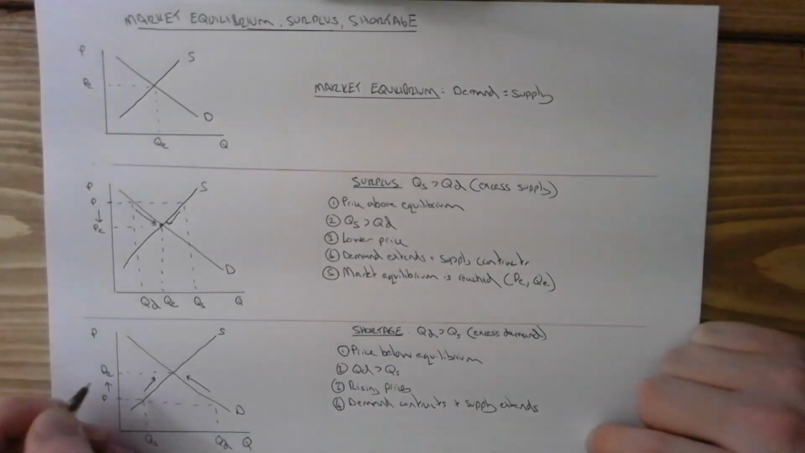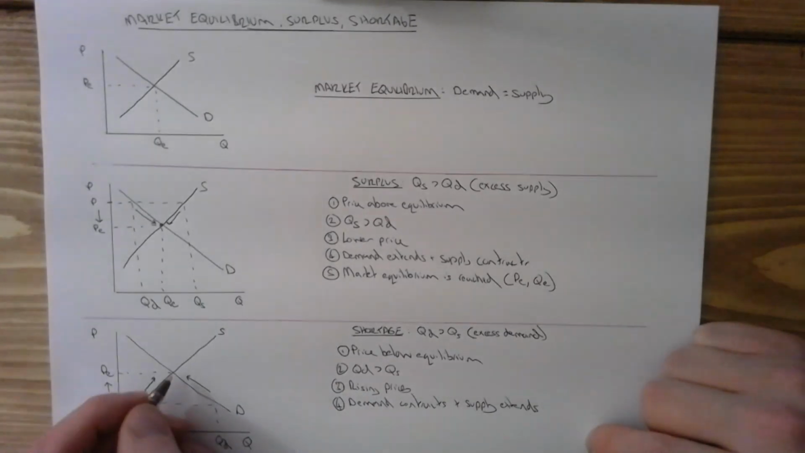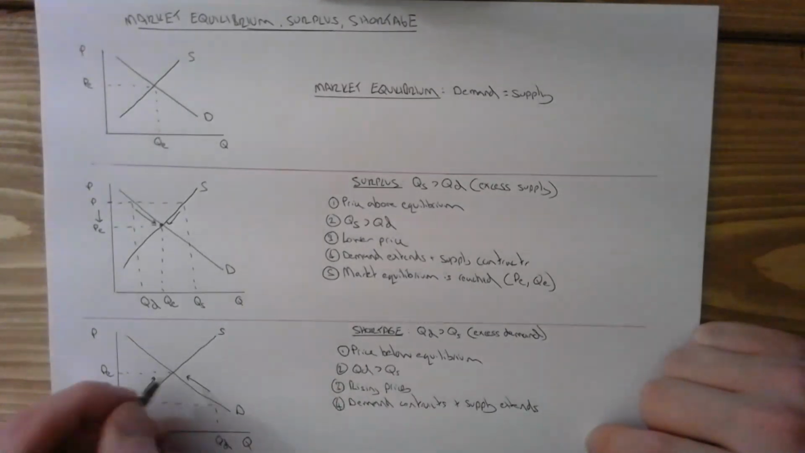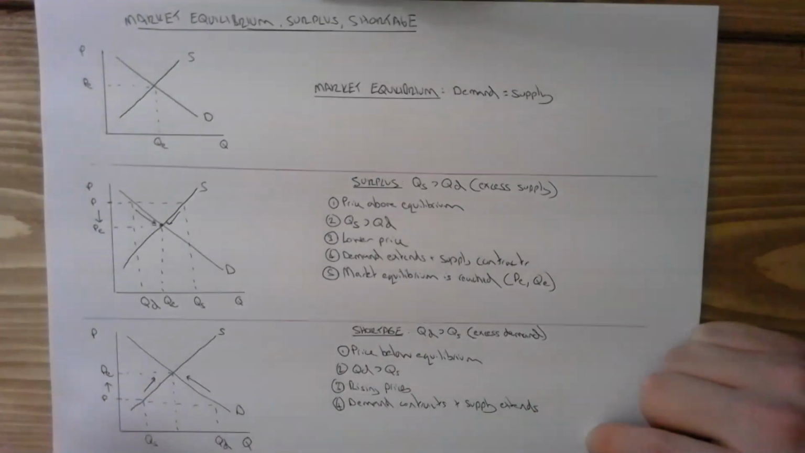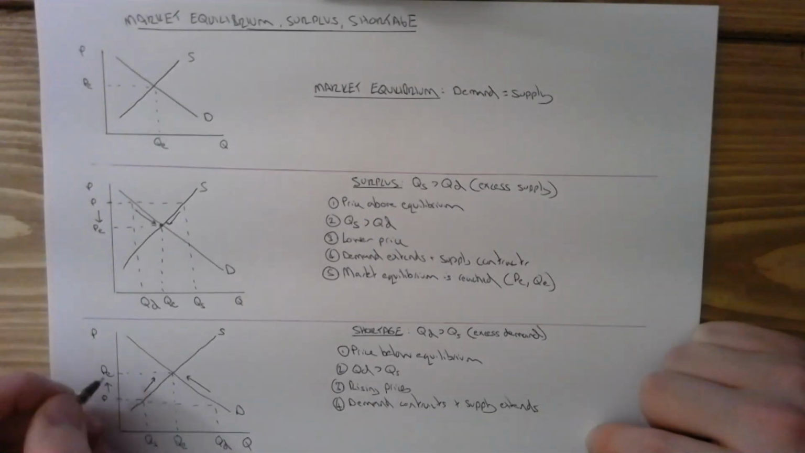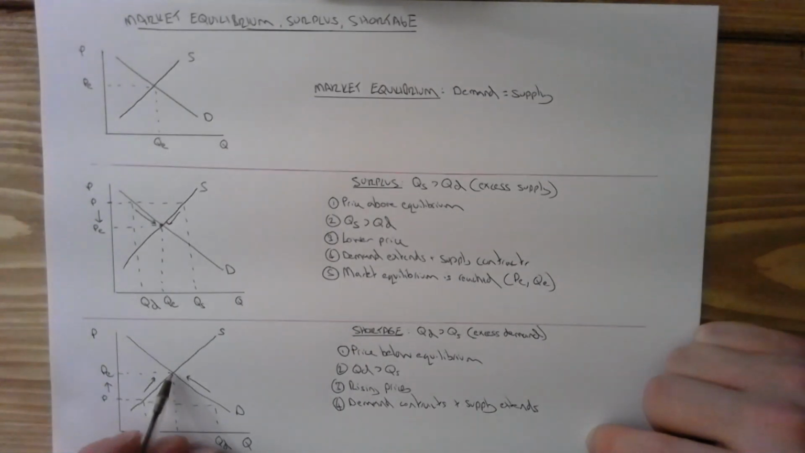And this process continues, rising prices, supply extending, demand contracting, until this price here is reached, PE. Once prices go all the way up to PE, we no longer have a shortage in the market because demand and supply are equal to each other. And because we no longer have a shortage in the market, there's no reason for the price to continue to rise. And so here we've reached a situation of market equilibrium. Demand is equal to supply, price is PE, quantity is QE.